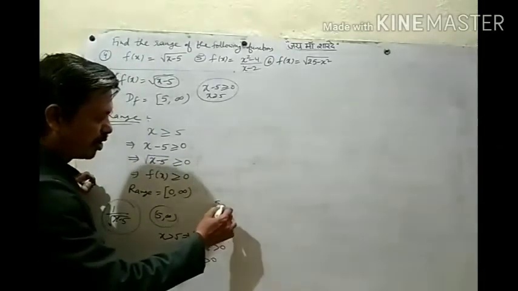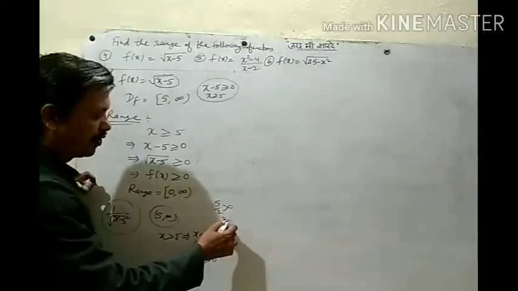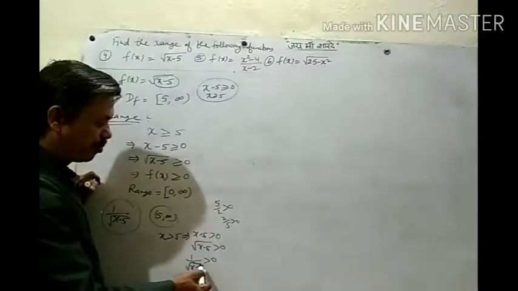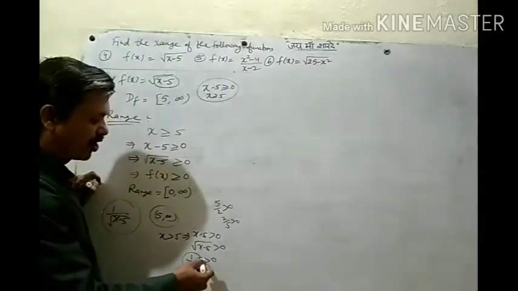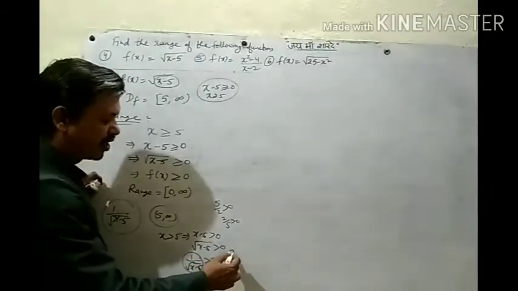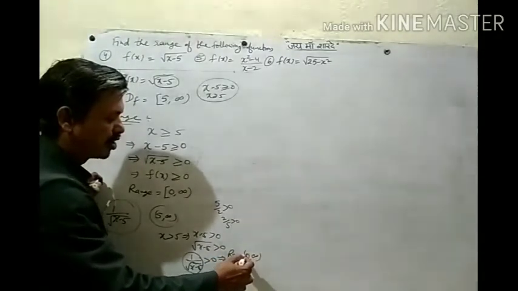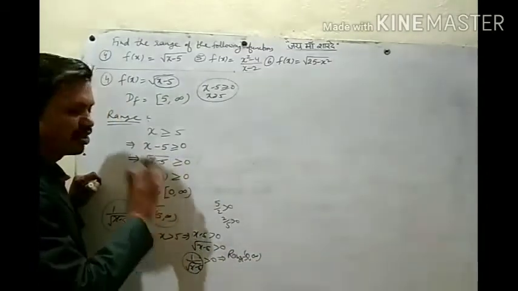5 by 2 is more than 0. So what about 2 by 5? More than 0 only. So if a number is positive, its reciprocal will be positive. And what is this? A function. So in this case, what is the range? 0 to infinity. 0 is not included here, while in the previous one 0 is included.